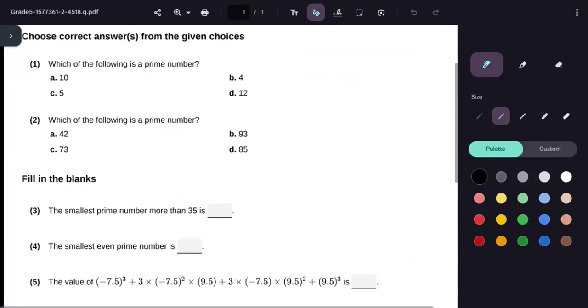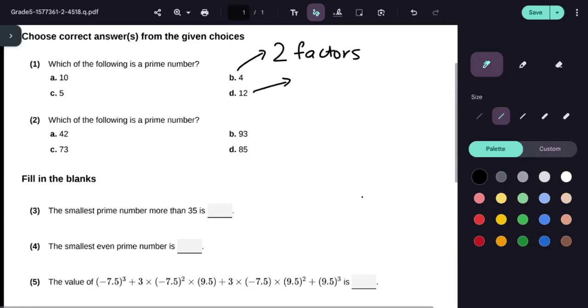Okay, it says here, choose correct answers from the given choices. Firstly, you will need to understand what the meaning of prime number is, right? This one, they have numbers all the way until 12, from 10, 4, 5, and 12. Let's say, for example, I never studied. How am I going to know which is a prime number or not? Firstly, remove your composite numbers. Okay, meaning to say, this one has 2 factors, right?